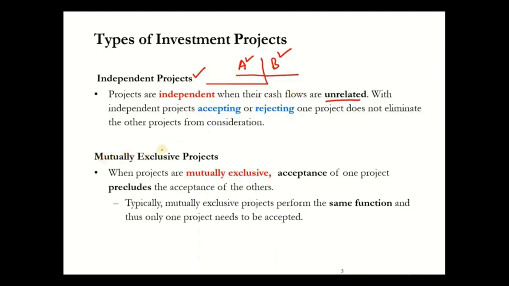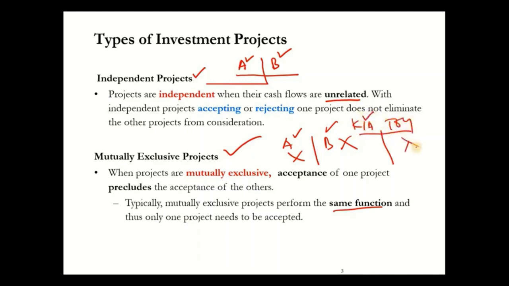It happens with mutually exclusive projects, where if we accept A, we have to reject B. Because they are related projects, they are called mutually exclusive. If you are accepting B, we have to reject A. So they actually do the same function. For instance, if you are buying a car, we can have two different options: we have Kia and we have Toyota. If you are accepting Kia, we have to reject Toyota. So these are actually mutually exclusive projects.